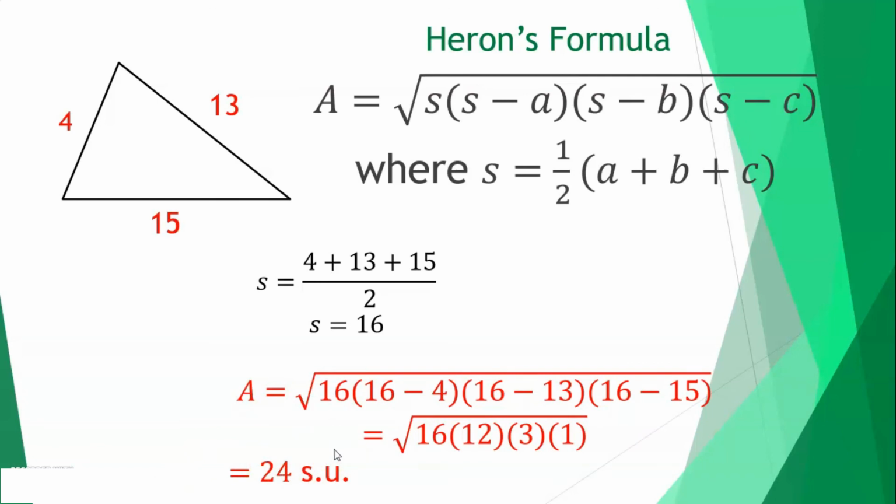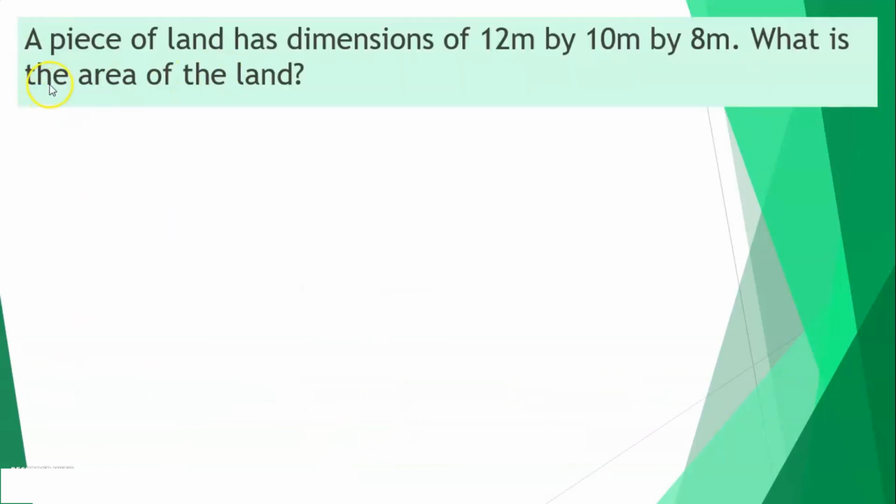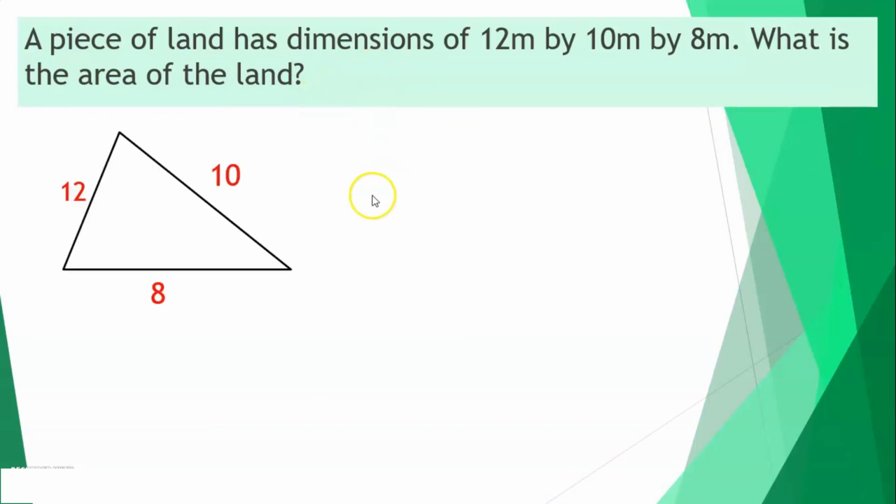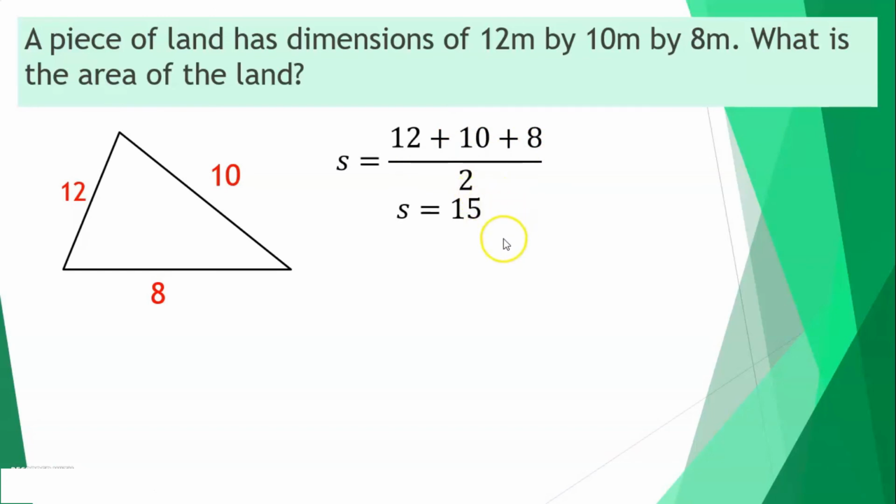Okay, another example. Okay, this one. A piece of land has dimensions of 12 meters by 10 meters by 8 meters. What is the area of the land? So sketching this, we will have this one, 8, 12, and 10. So solving for the semi-perimeter, that's 12 plus 10 plus 8 divided by 2, so that would become 30, and divided by 2, so that would become 15.